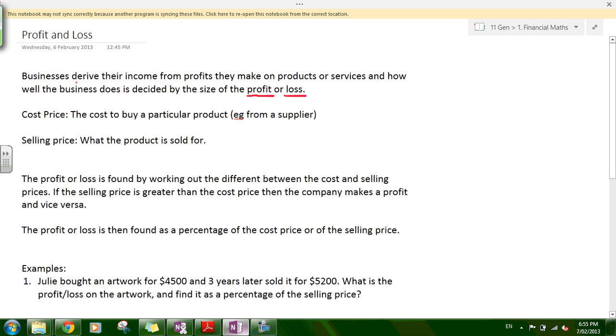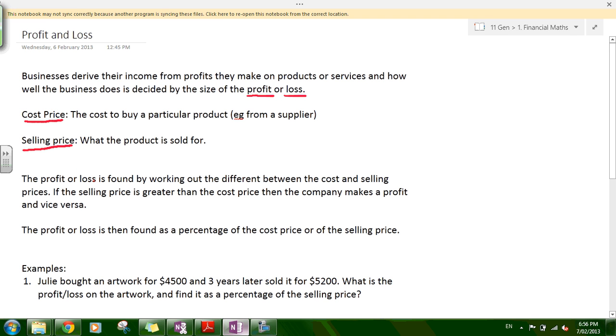And so we need to be aware of two things. We need to know the definition of cost price. That's the cost to buy a particular product. So what, say, a shop spends to buy goods, like anything from a supplier. And then the selling price is what that shop would then sell that product on to people for. So we've got cost price and selling price.